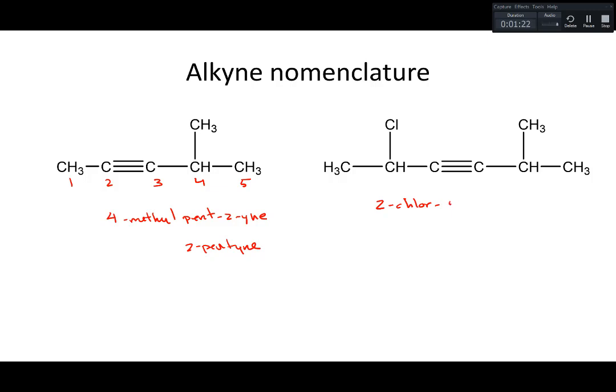5-methyl, and then you would say it's a hexyne. I forgot to count it out, but it's 6 carbons. So it would be either 2-chloro-5-methyl-hex-3-yne or 3-hexyne, and I don't really care which way you do it. I'm not going to be that picky. I actually prefer putting the number in the front, but there are situations where it makes more sense to have the number in the middle of the name.